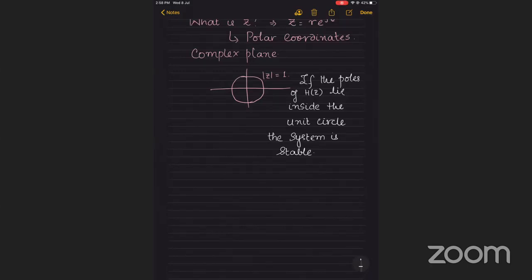So the left half of the S-plane in the Laplace transform gets completely mapped onto the inside, the interior, of the unit circle. The right half of the S-plane gets mapped to the exterior of the unit circle, and the unit circle is basically your j omega axis. Is that clear? This is what we're going to look at.